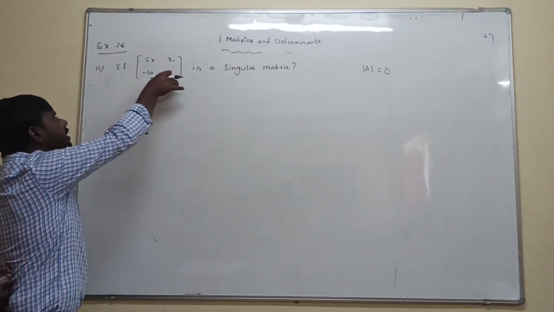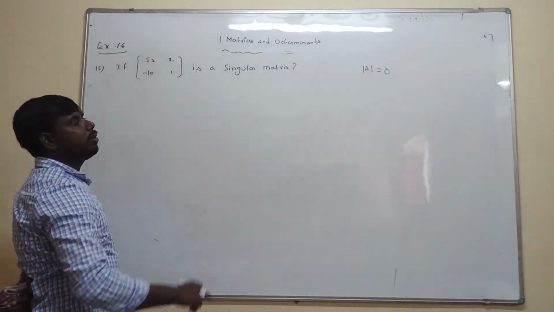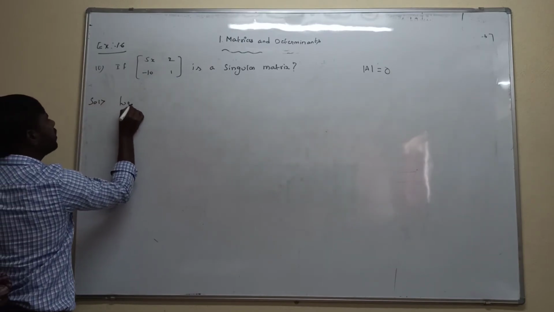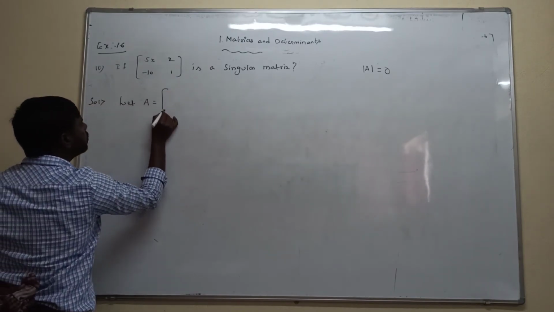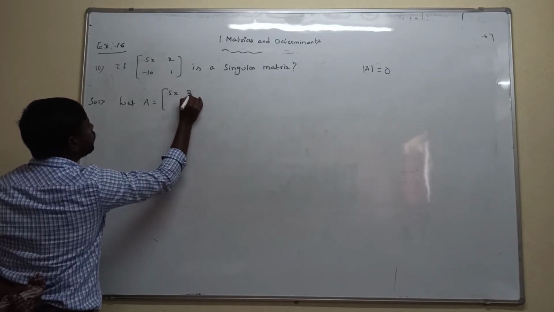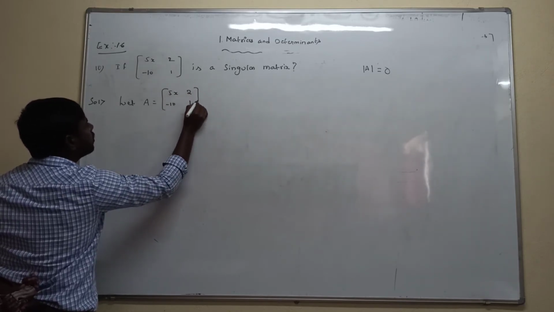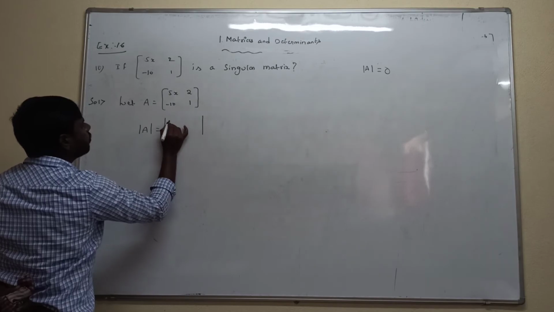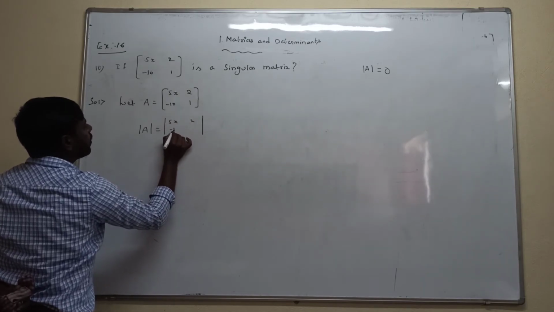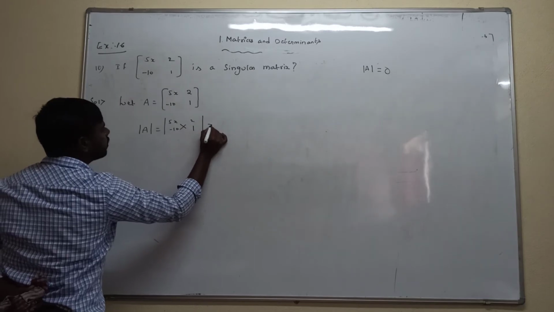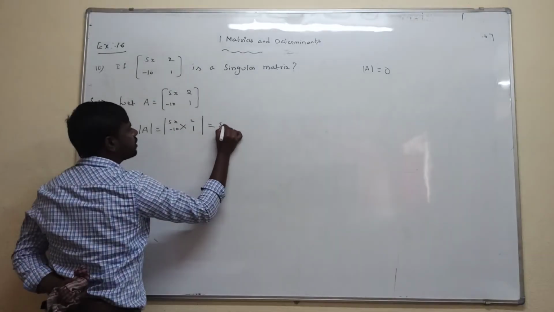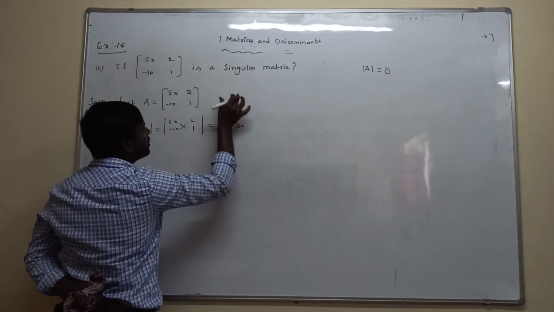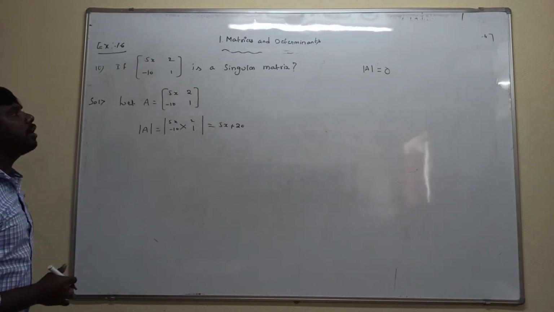That's why, what is the given matrix to equate the determinant of A to 0? Capital A is equal to 5x, 2, minus 10, 1. So now I am finding the determinant of A: determinant of 5x, 2, minus 10, 1. Now 5x into 1 is 5x, minus 10 into 2 is minus of minus, plus 20. What is the given condition? It is a singular matrix.